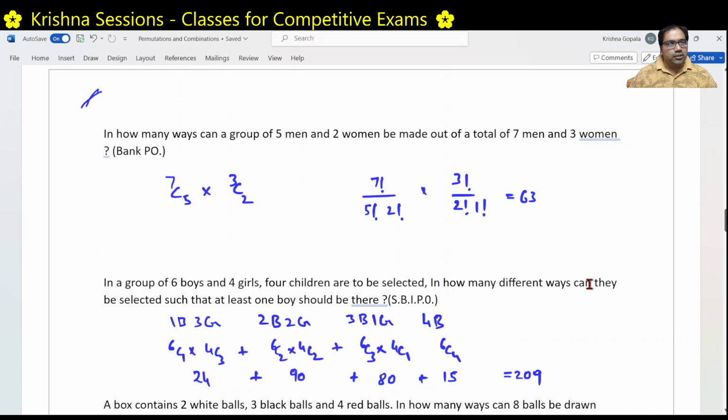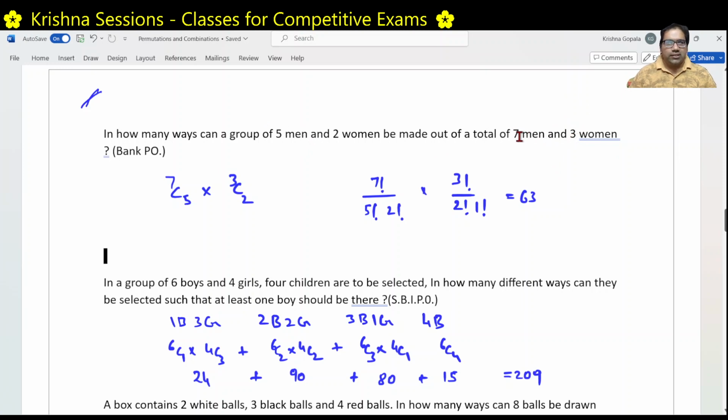Good evening, guys. Let us do a few more problems on permutations and combinations. In how many ways can a group of 5 men and 2 women be made out of a total of 7 men and 3 women? There are 7 men and 3 women. We need 5 out of this 7 and 2 out of this 3.